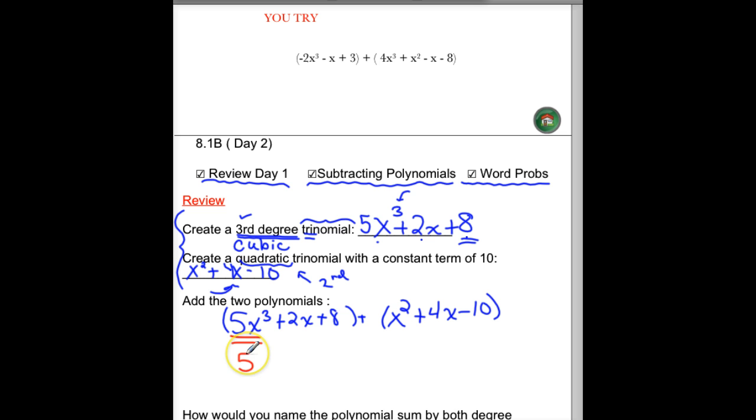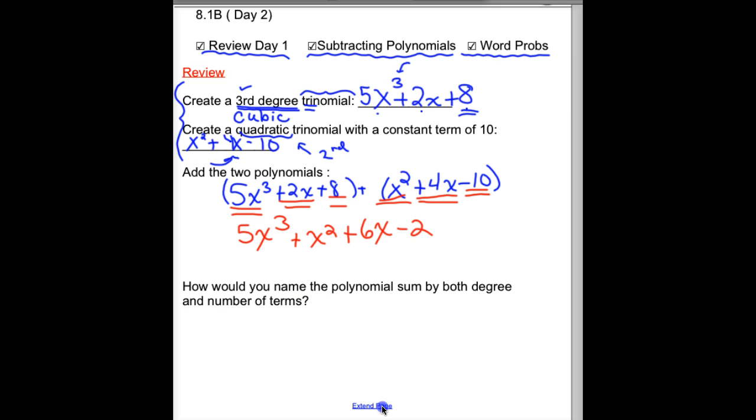So my highest power is a 3, so I'd have 5x cubed. Then if I want to keep it in standard form, I have a plus x squared. I have a positive 2x, of which I'm adding 4x. 2x's plus 4x's makes 6x's. Notice the power didn't change on there. And then for my constant term, I have 8 minus 10, which is minus 2. So there we go. Then it says, how would I name that one?